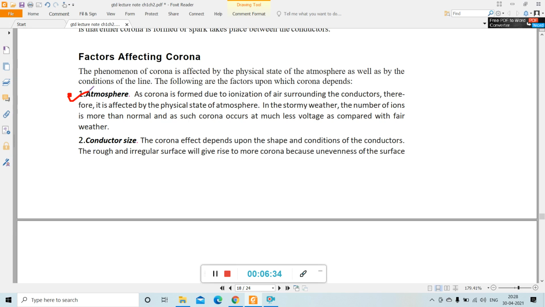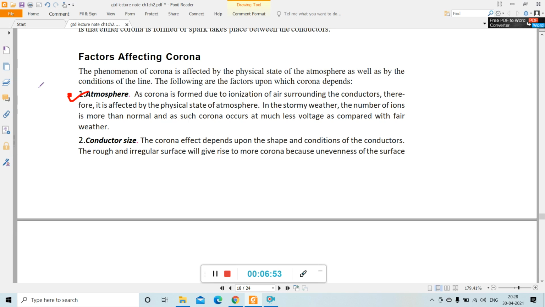That means in stormy weather the number of ions is more than normal. So as such, corona occurs at much less voltage as compared with fair weather. That means in stormy weather corona appears at very less voltage as compared with the normal weather.